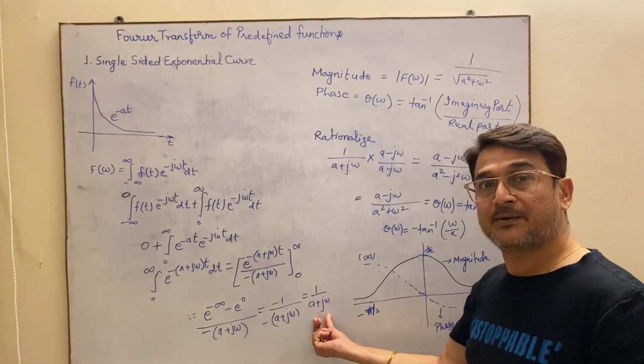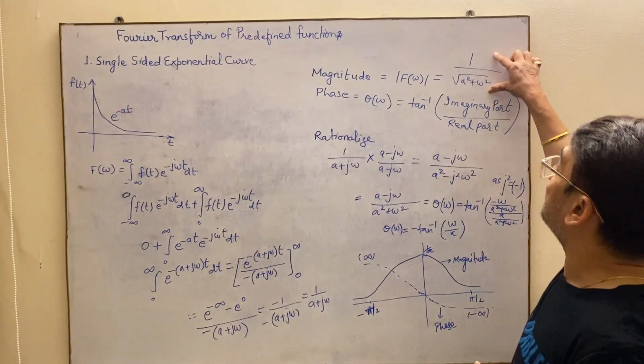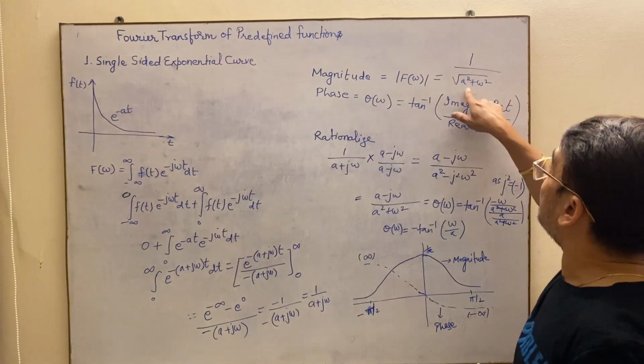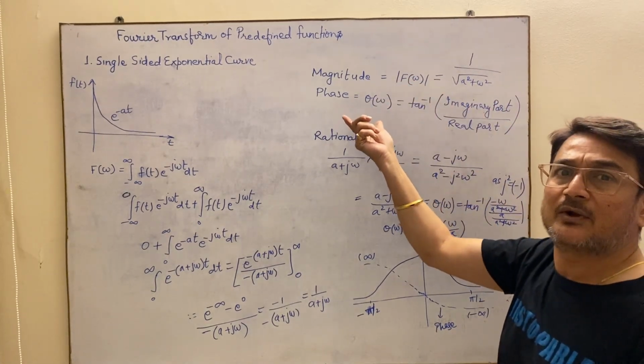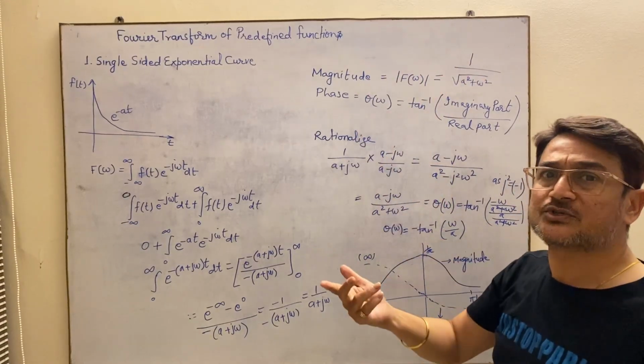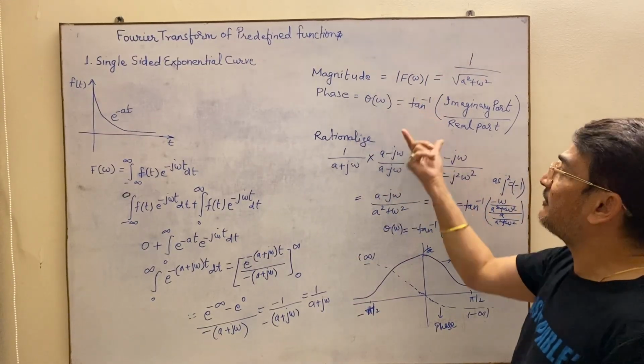This j is the imaginary term. So it can be calculated as 1 upon under root of a square plus omega square. This is the way you calculated the magnitude in mathematics also previously. Now we will see how you can calculate the phase.